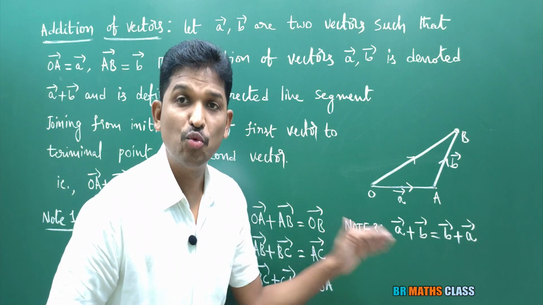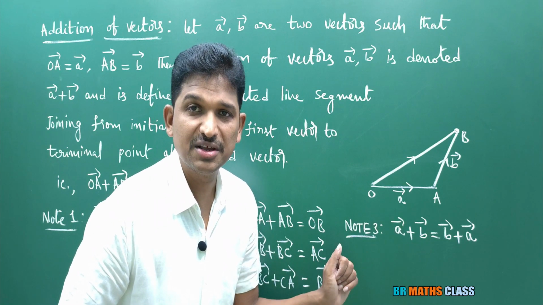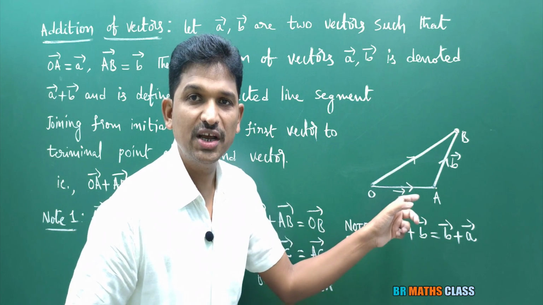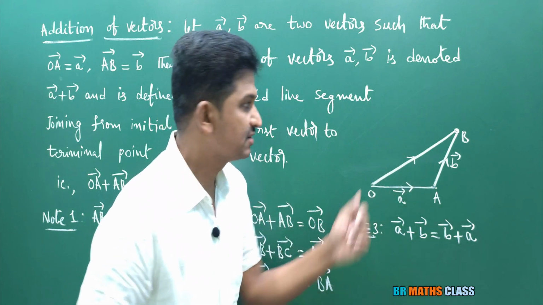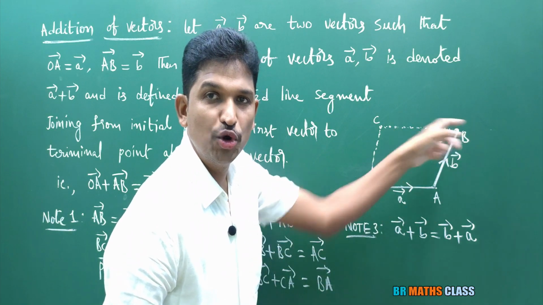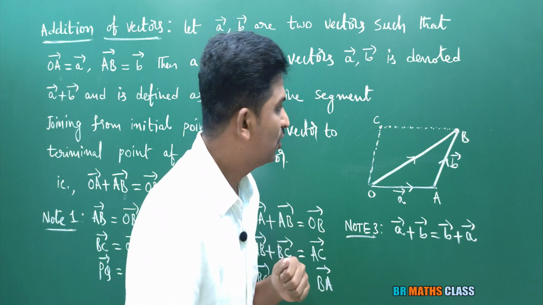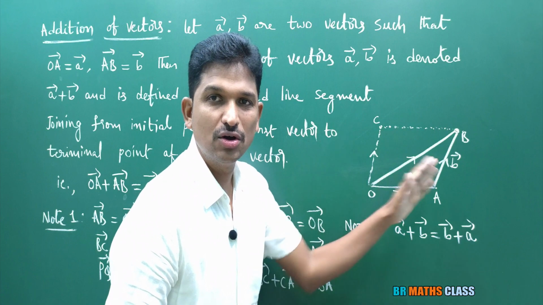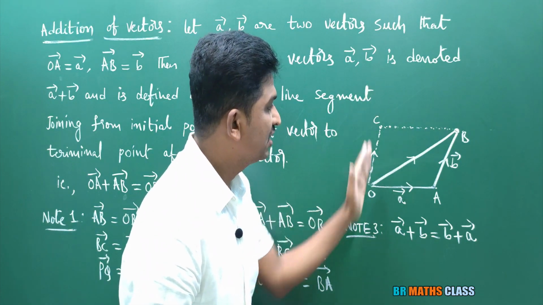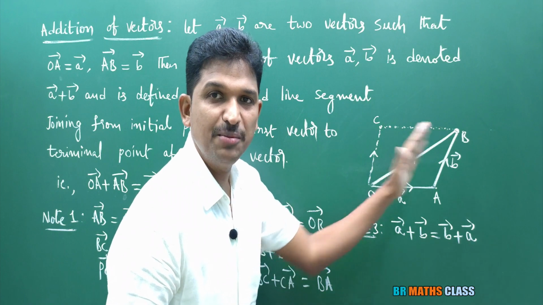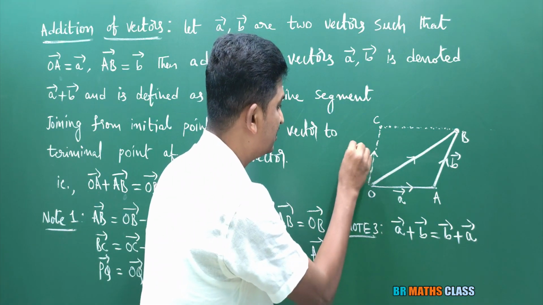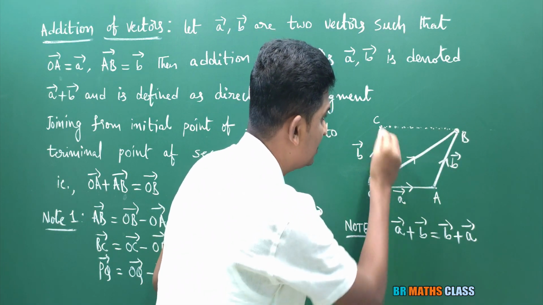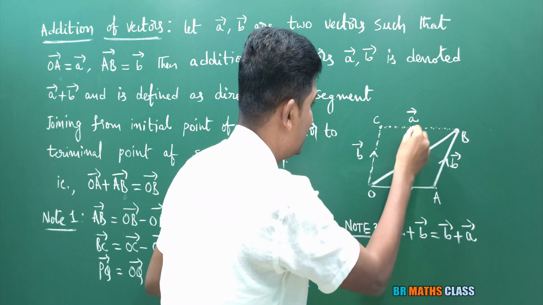I'll try to explain why A bar plus B bar is same as B bar plus A bar. You already learned about this addition of vectors. This is the triangle. Now what I'll do, I'll form a parallelogram from this. You observe here, I formed a parallelogram OABC. Now, what is this vector? We know that in a parallelogram, opposite sides are of same magnitude. OC bar and AB bar will be of same magnitude and same direction. So this is the vector B bar. And CB bar is same as A bar. If this is A bar, this is also A bar because these are equal vectors.